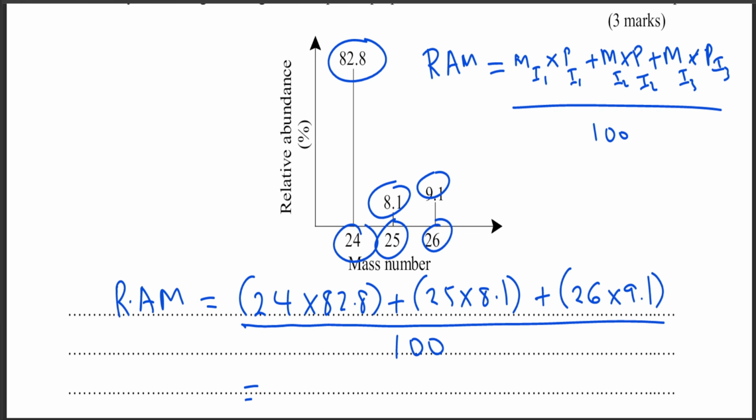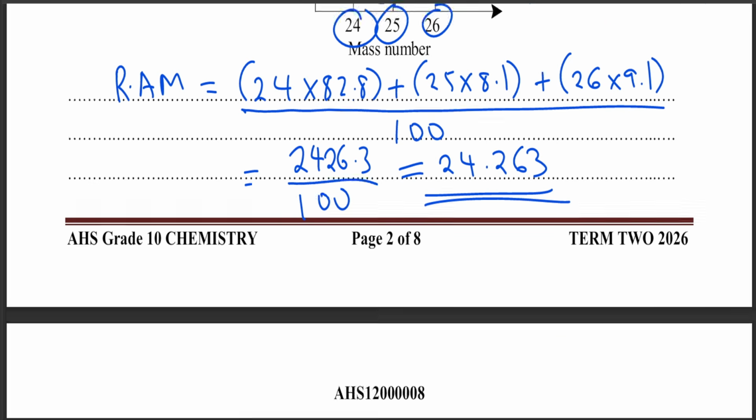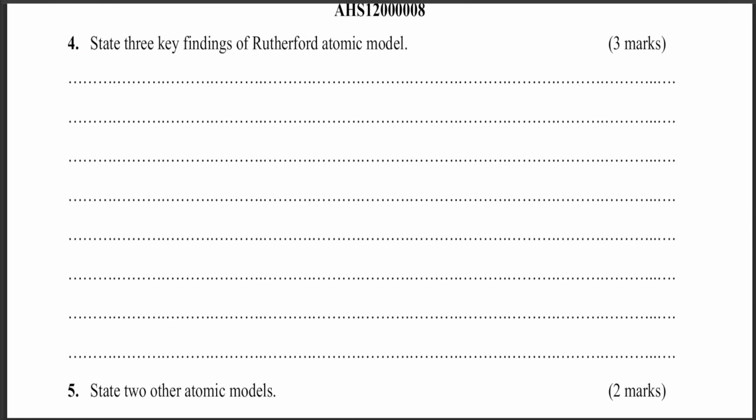Let's see what it gives us. 24 times 82.8 plus 25 times 8.1 plus 26 times 9.1 is going to give us 2426.3. Then divide by 100, which will eventually give us 24.263, or let's just write it as 24.26. Is it hard? Nope. It's very easy, by the way. If you want, you can just write 24.263.